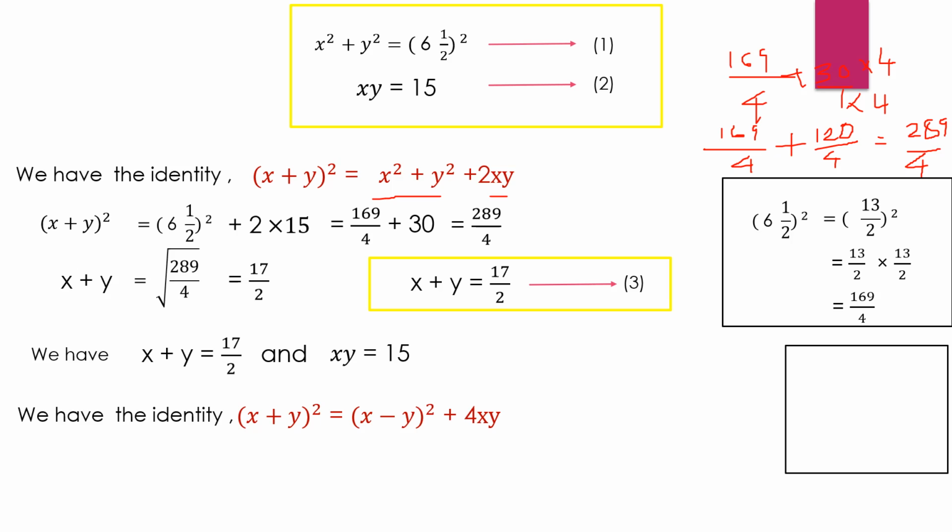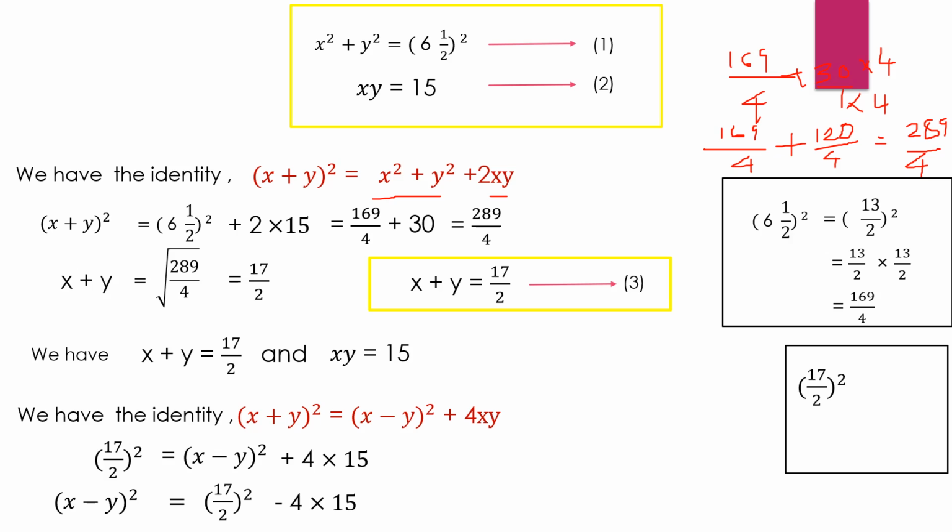X plus y is 17 by 2. So x plus y the whole square will be 17 by 2 the whole square equal to x minus y the whole square, we don't know, so we write it as itself, plus 4 into xy, which is 4 into 15. So what you get? X minus y the whole square equal to, which is the first term that will be coming? 17 by 2 the whole square. Then, correct, minus 4 into 15. Next, let's do 17 by 2 the whole square. That is 17 by 2 into 17 by 2 and that is 289 by 4.